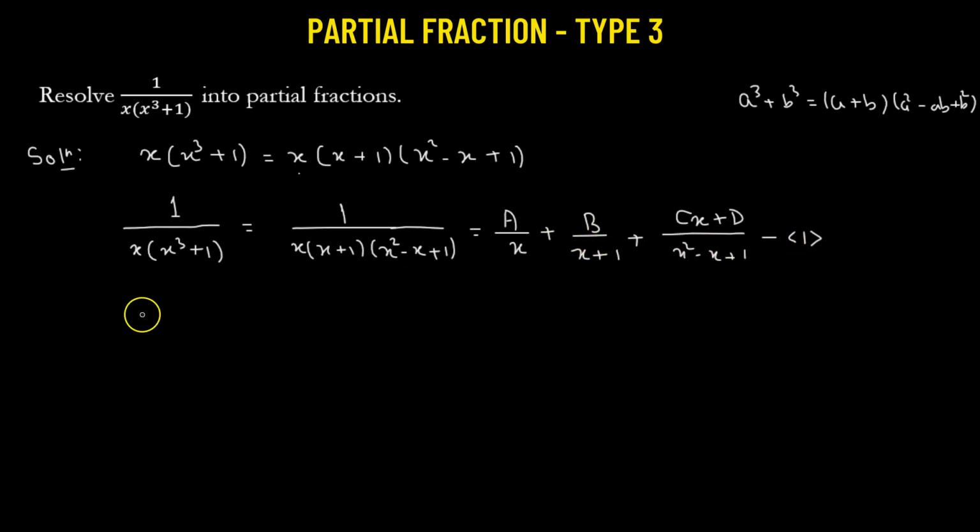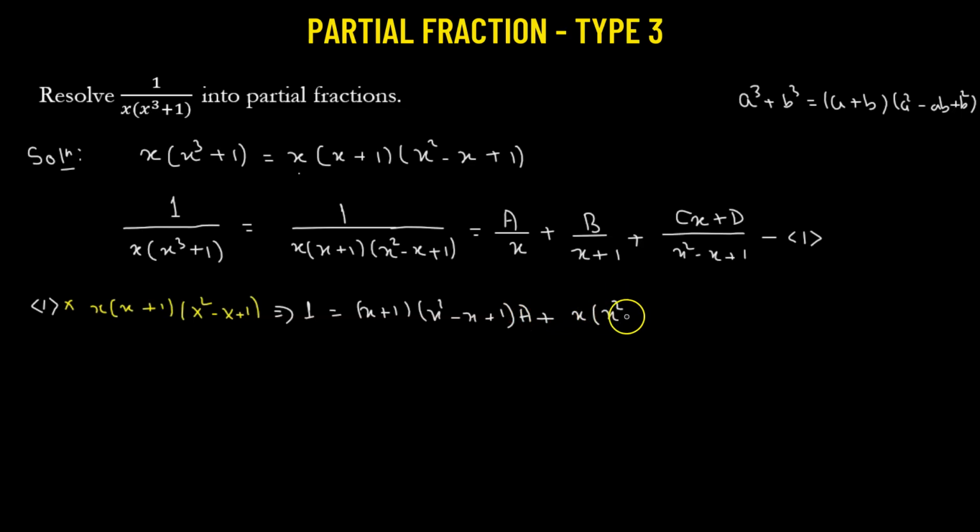So let us begin. We'll take the entire equation number 1 and multiply throughout by x times x plus 1 times x squared minus x plus 1, such that we get 1 on the left hand side. This will be equal to x plus 1 multiplied by x squared minus x plus 1 times A, next x multiplied by x squared minus x plus 1 multiplied by B, and then x times x plus 1 multiplied by Cx plus D.